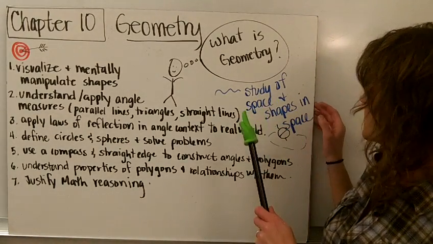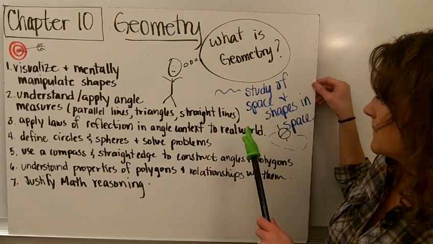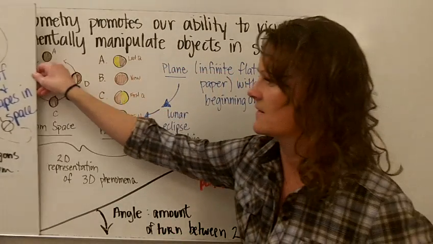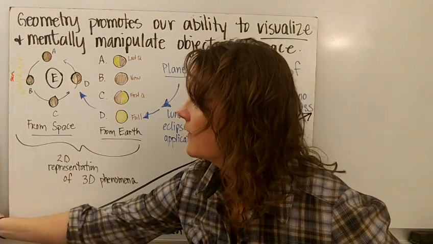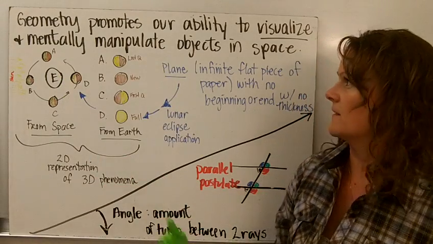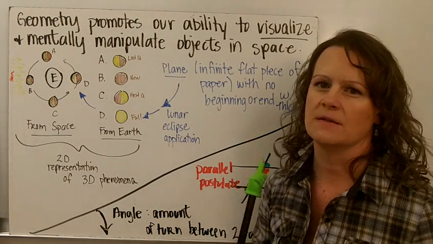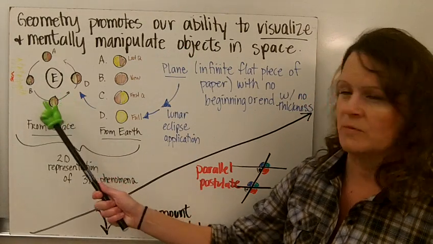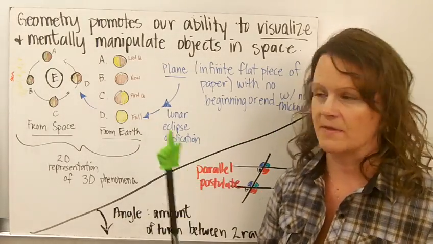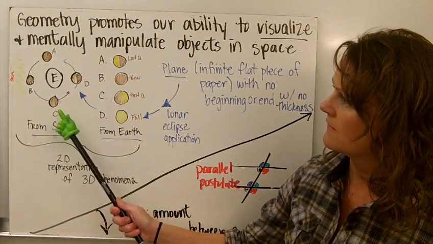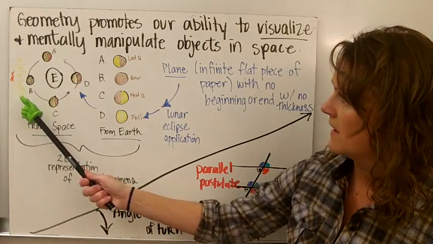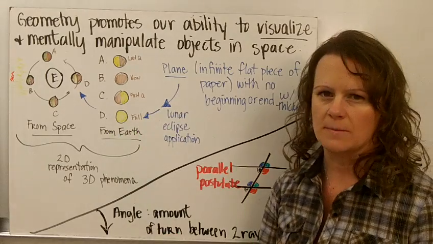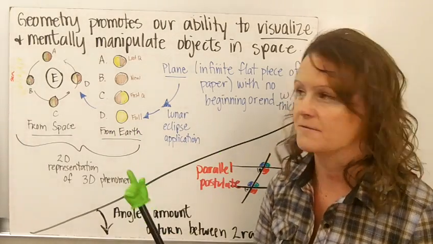Remember, first of all, that when we talk about what is geometry, we're talking simply about the study of shapes and shapes in space. All right, so let's go ahead and start talking about our moon phases. So we know that geometry promotes our ability to visualize and manipulate spaces and objects in space. And so remember that when we talked about the moon phases, we talked about these different perspectives, that when you view the moon from space, so floating out in space, you're always going to see that half the moon is illuminated by the sun. But your perspective from Earth is quite a bit different, and that's how we see the phases, and that's why we see the phases.